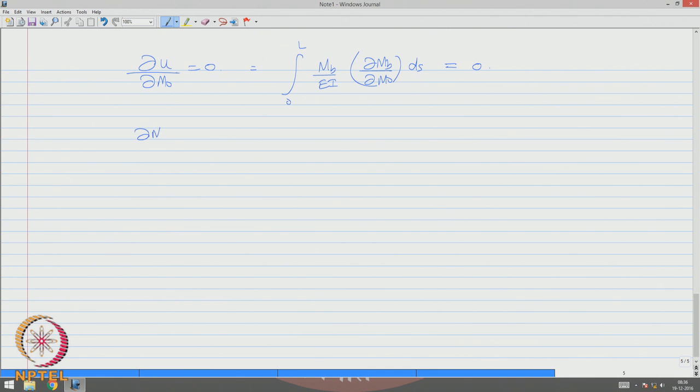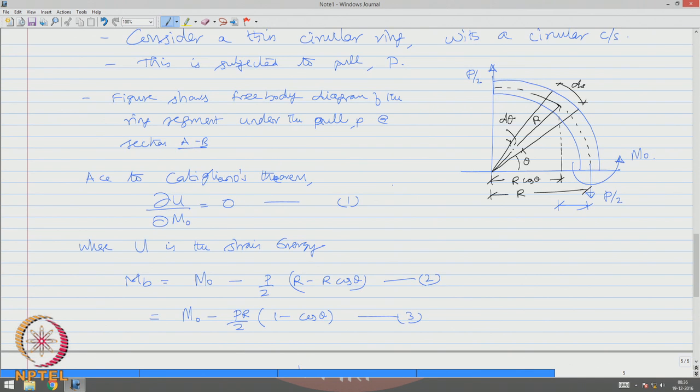Let us say dou MB by dou M naught is dou by dou M naught of MB, where MB is given by M naught minus Pr by 2 times (1 minus cos theta), which is very easy to understand, is going to be unity. And also the elemental length ds can be expressed as r d theta. You can see here the elemental length ds can be expressed as r d theta.